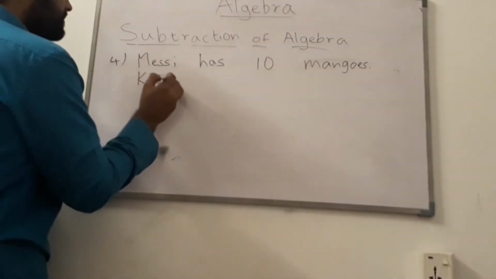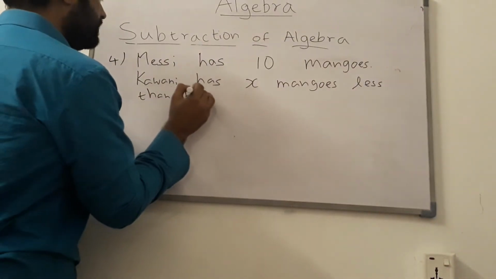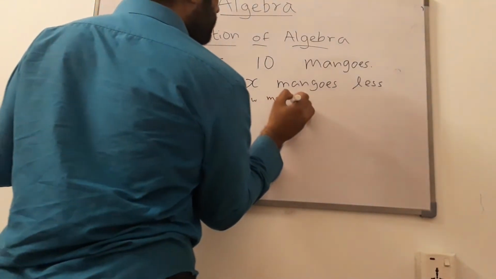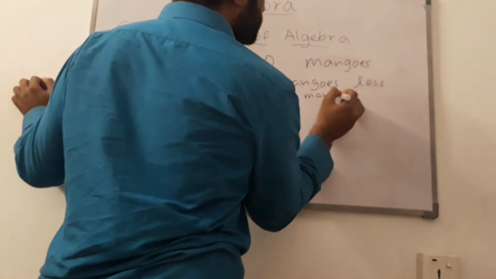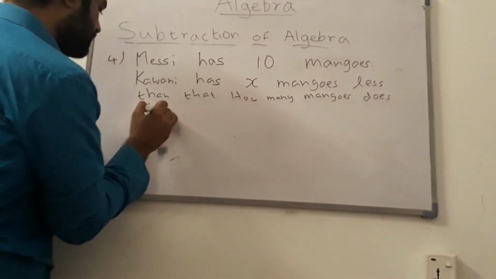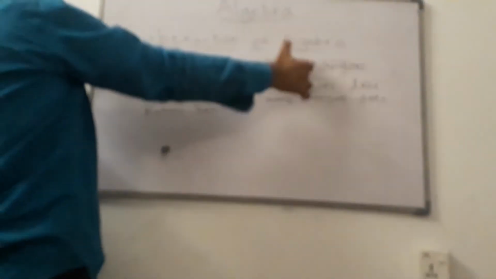Cavani has x mangoes less than that. How many mangoes does Cavani have? Messi has 10 mangoes, Cavani has x mangoes less than that.